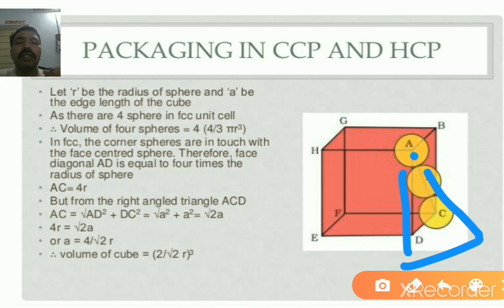Volume of the unit cell is equal to a cube. In FCC, r is the radius of the sphere and a is the edge length. In FCC there are 4 spheres per unit cell, and the volume of the 4 spheres is equal to 4 into 4 by 3 pi r cube.